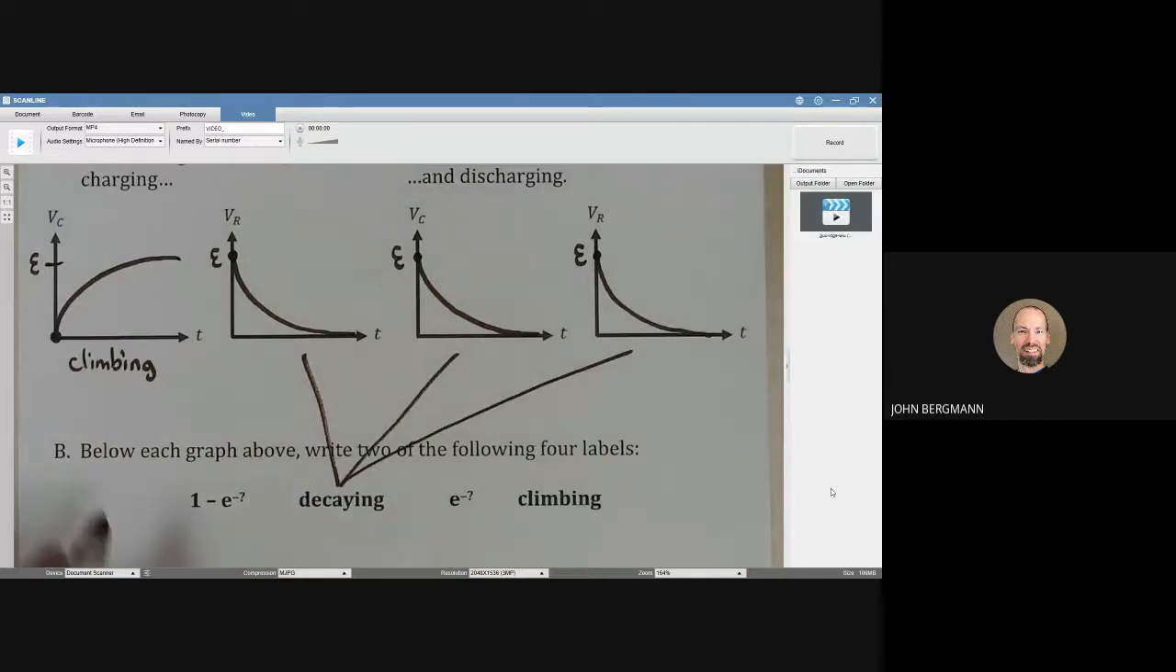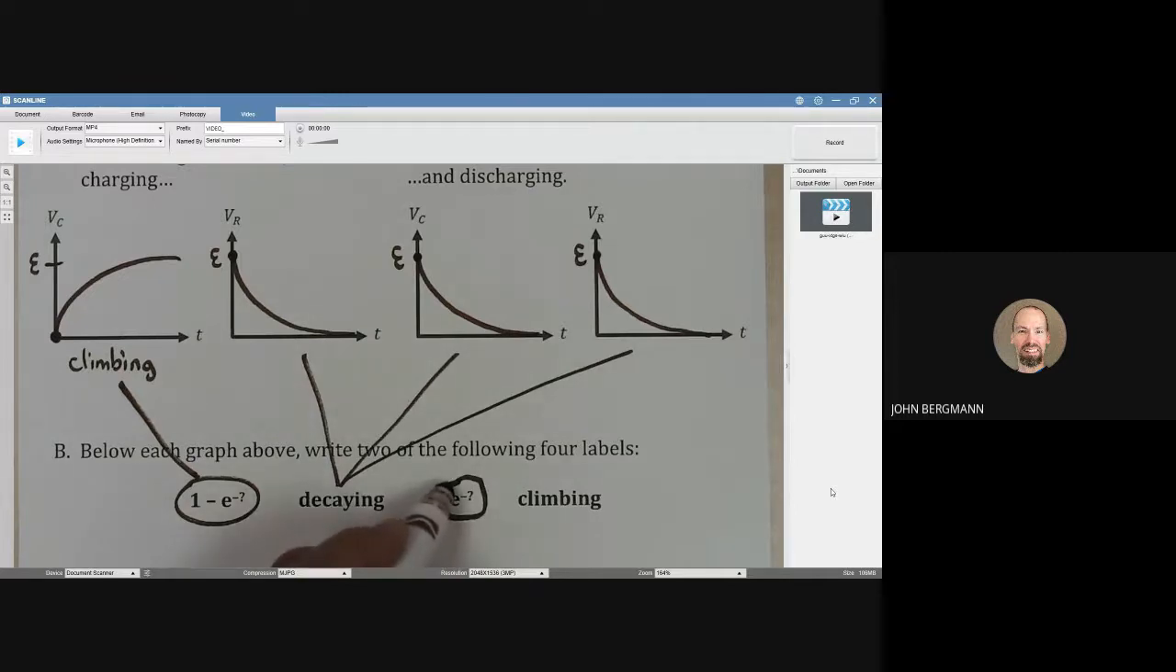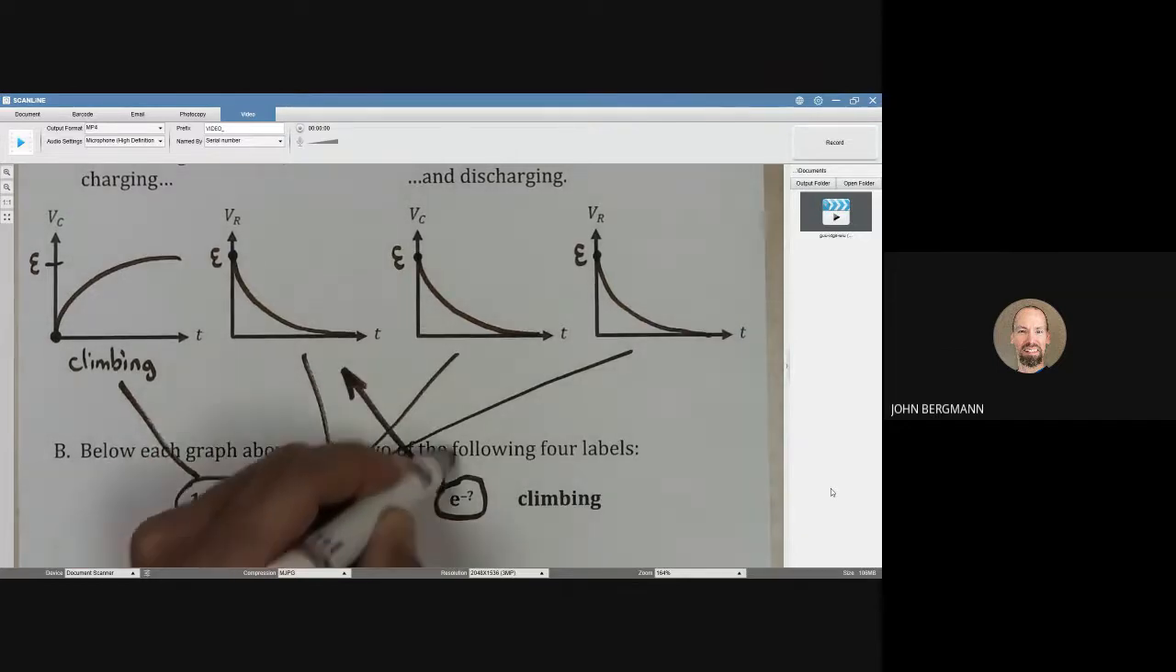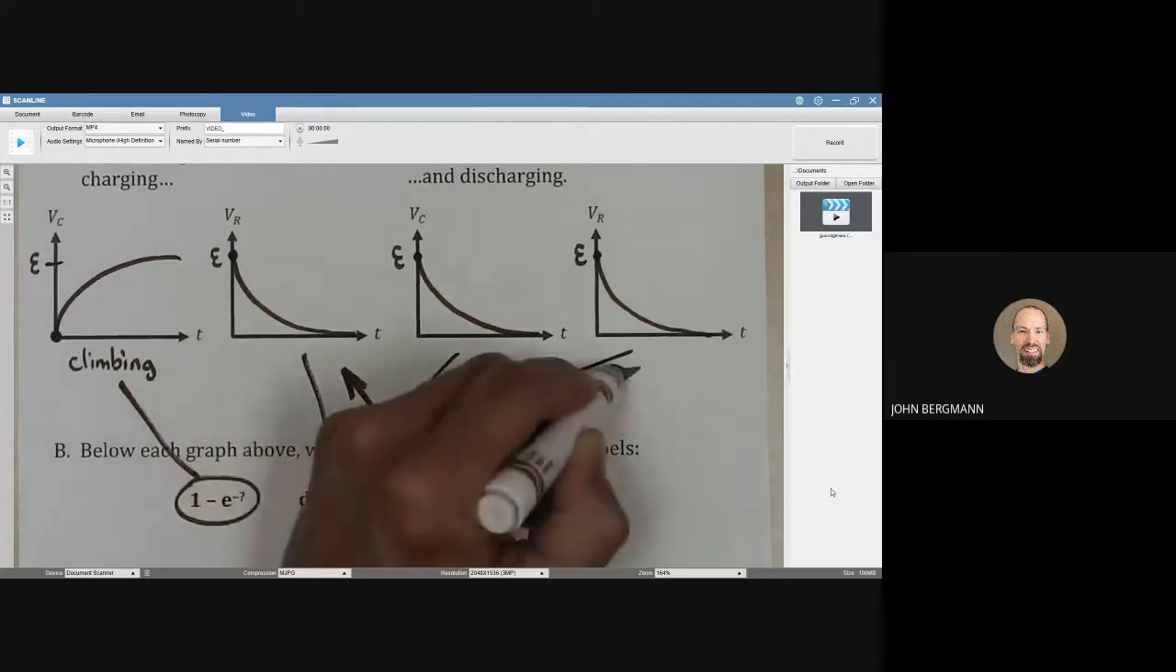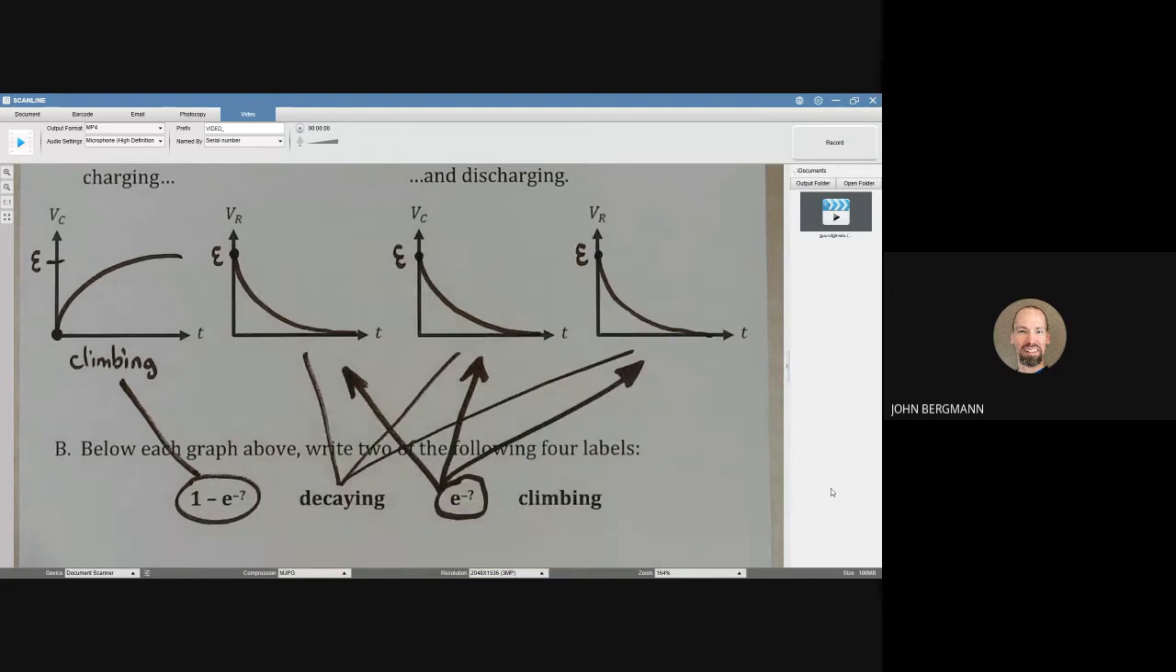And whenever we have a climbing graph, there should be in the equation for that quantity a term that looks something like this, 1 minus e to the minus something. And e to the minus something is what you've got in any decaying graph. That one right there, and that one right there, and that one right there. A decaying graph has the form e to the minus something. A climbing graph has the form 1 minus e to the minus something. That was a little bit of review.